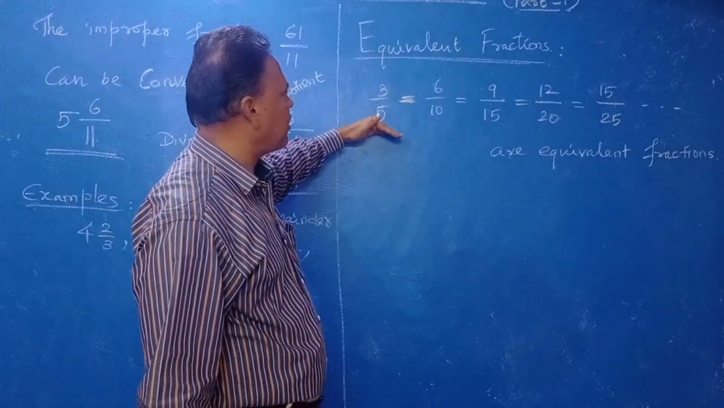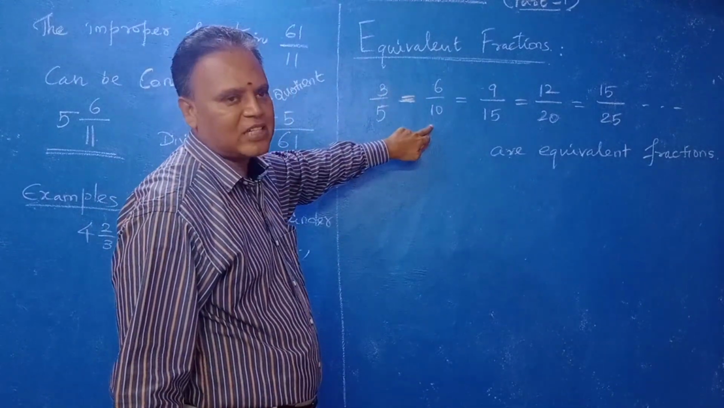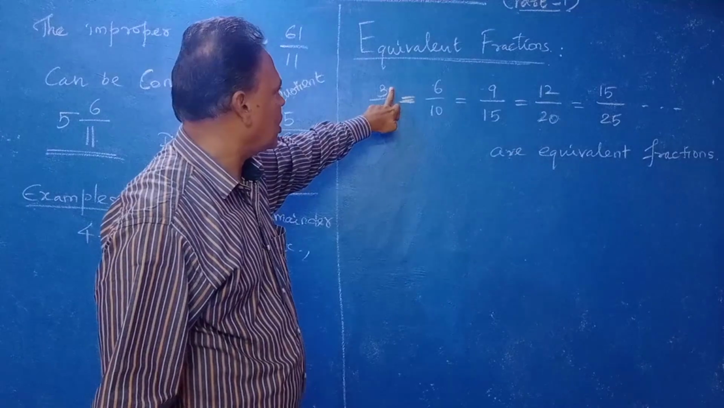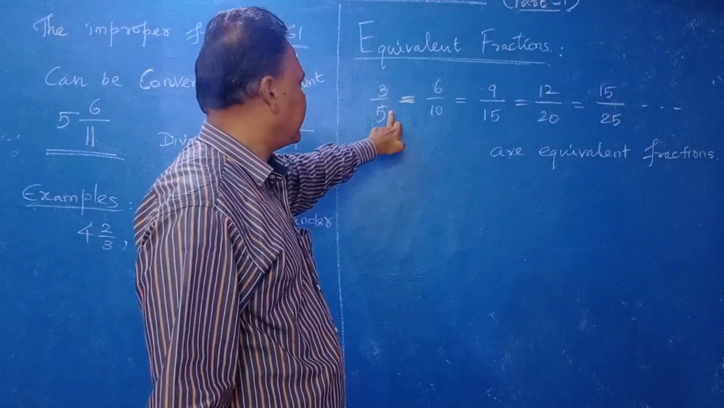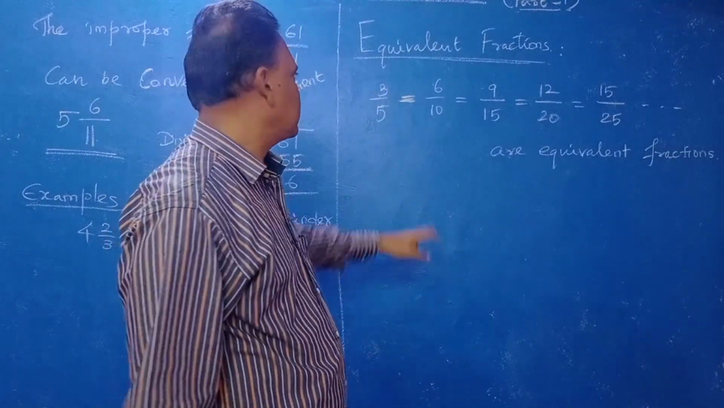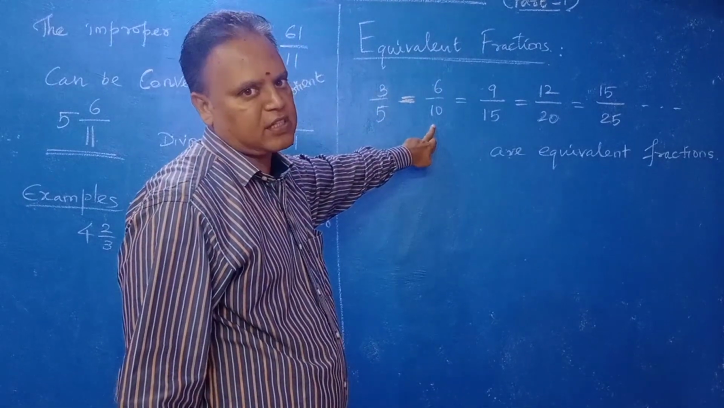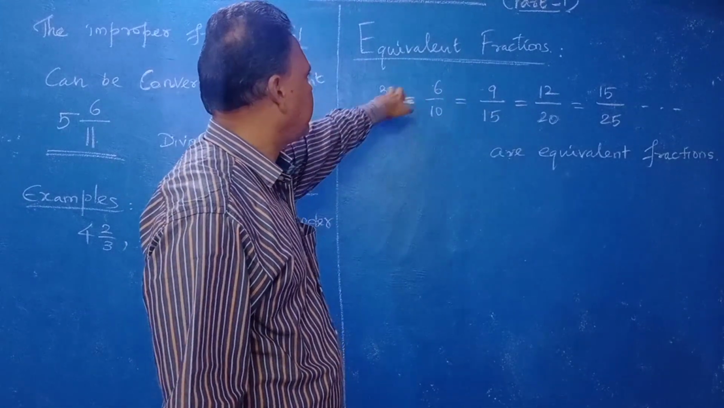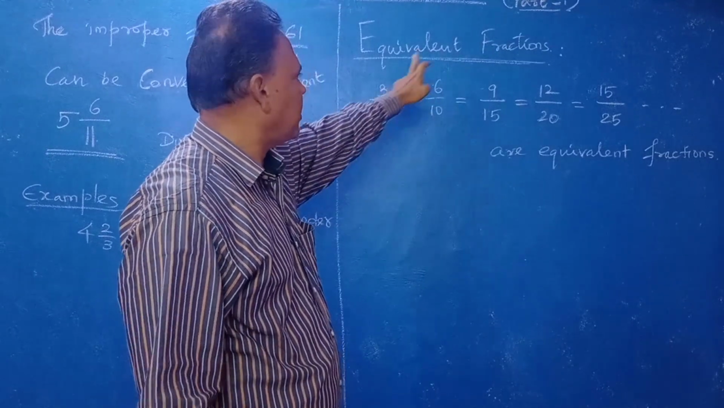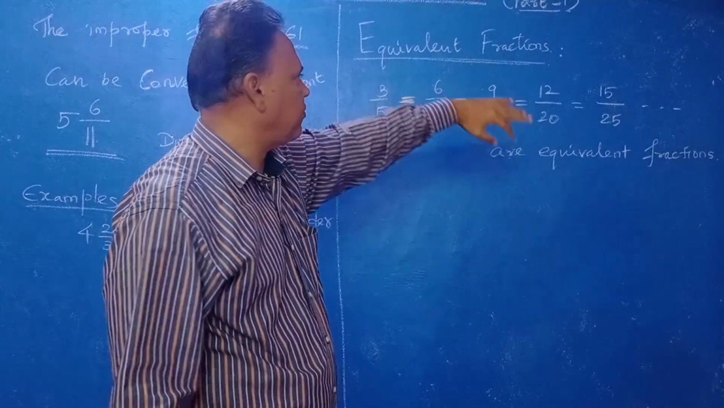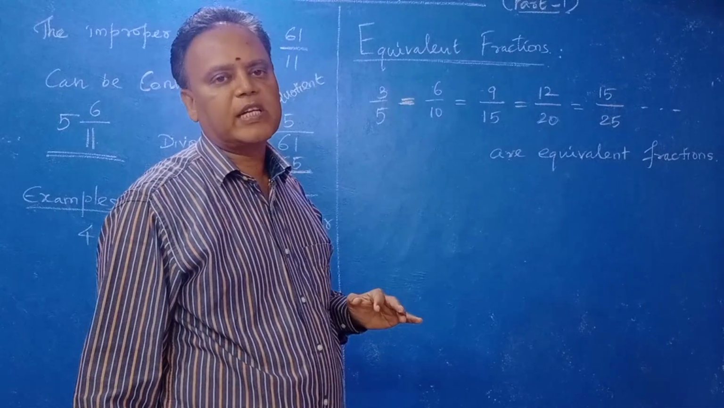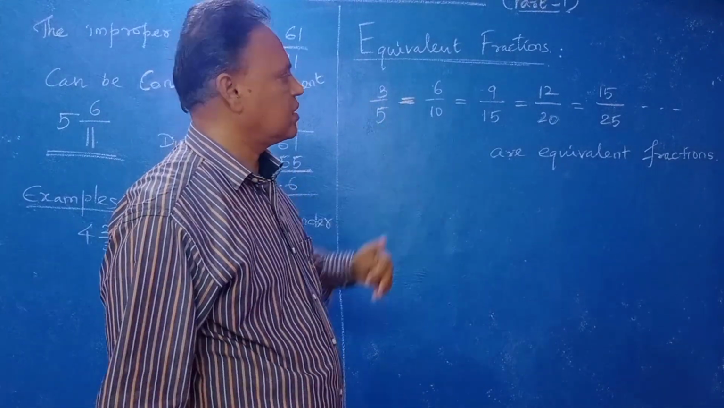3 by 5 can be written as 6 by 10. Just multiply the numerator by 2 and the denominator by 2. That means 3 into 2 is 6, 5 into 2 is 10. You will get equivalent fractions. Like this you can write so many. Multiply by 3, multiply by 4, multiply by 5. So like this you will get so many equivalent fractions.